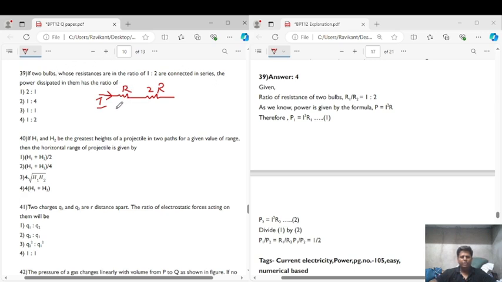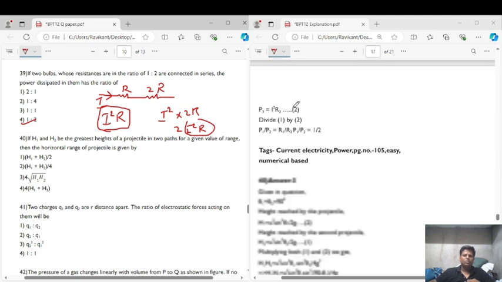Power dissipated in the first resistance will be I square R, and power dissipated in the second resistance will be equal to I square into 2R, which is equal to 2 times I square R. So from here we can say that P1 upon P2 is equal to 1 is to 2. So the correct answer for question number 39 is option 4, that is 1 is to 2, because in the first resistance the power dissipated is I square R, and in the second it is 2 times I square R, right? So the power ratio will also be 1 is to 2. So the correct answer for question number 39 is option 4.